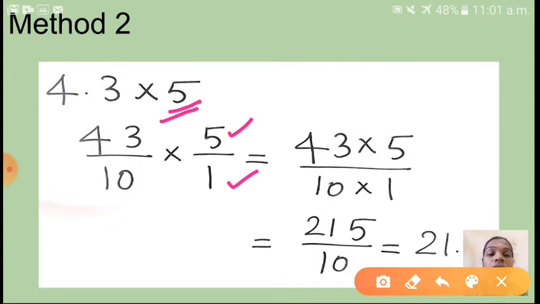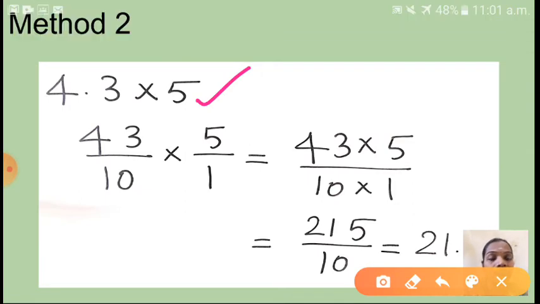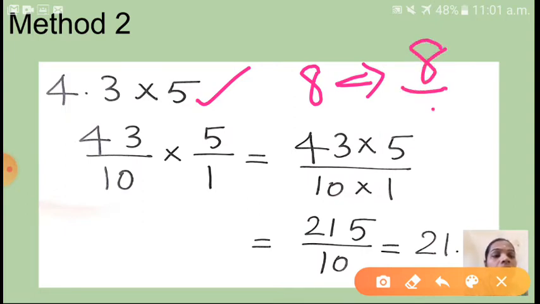Already I told you, if you are writing any number, the denominator of that number will be 1. Isn't it, children? Already I told you that 5 you can write in the form of 5 upon 1. Suppose 7. If you want to write 7 in fraction form, what will come? 7 upon 1. Suppose here 8. You have to write 8 in fractional form. How will you write? Yes, 8 upon 1.